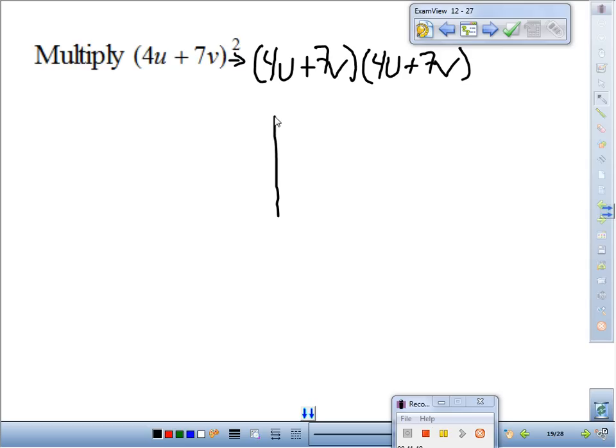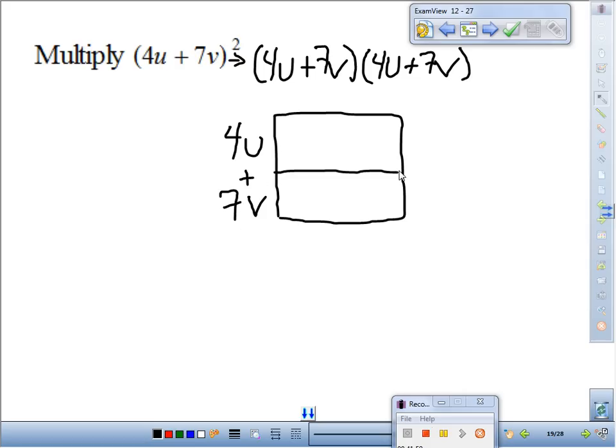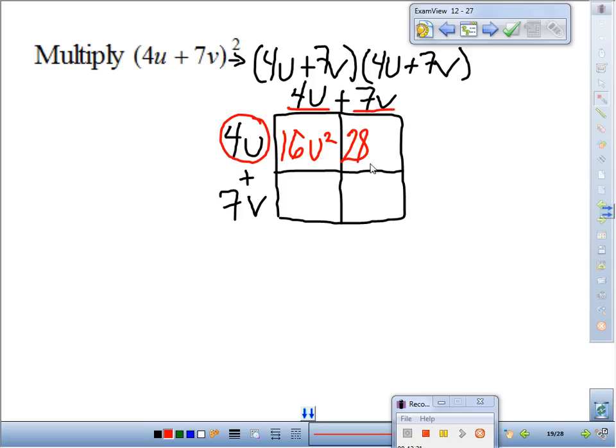I'm going to use the area model. We have 4u plus 7v. Same here, 4u plus 7v. And I'm going to multiply this first term times the other two. So let's see. Numbers with numbers. 4 times 4, that's 16. U times u, that's u squared. Next one. 4 times 7, that's 28. U times V, that's UV.